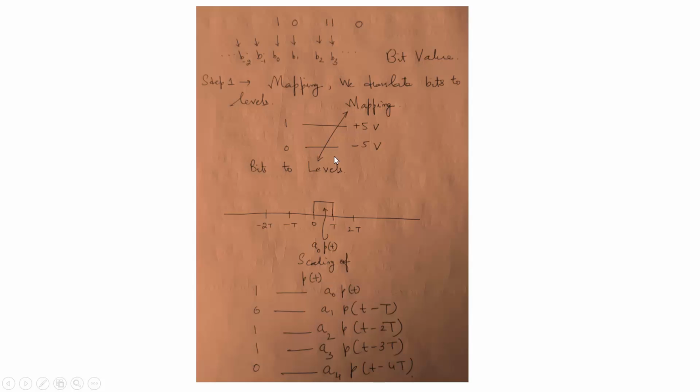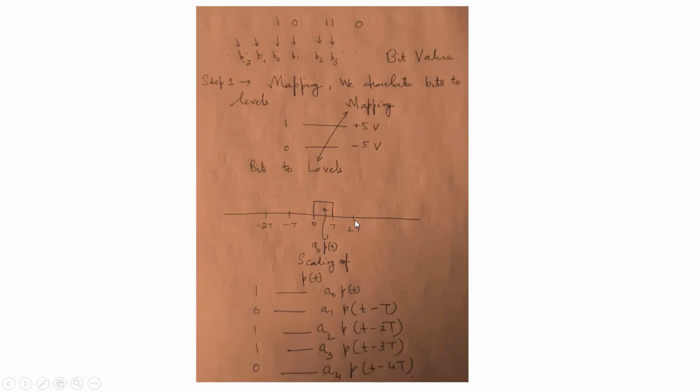So in general, how can we define this transformation? Now this is from 0 to capital T seconds. There is a pulse PT. It has to be multiplied with the amplitude a0, corresponding to this pulse. So it will be a0 PT.